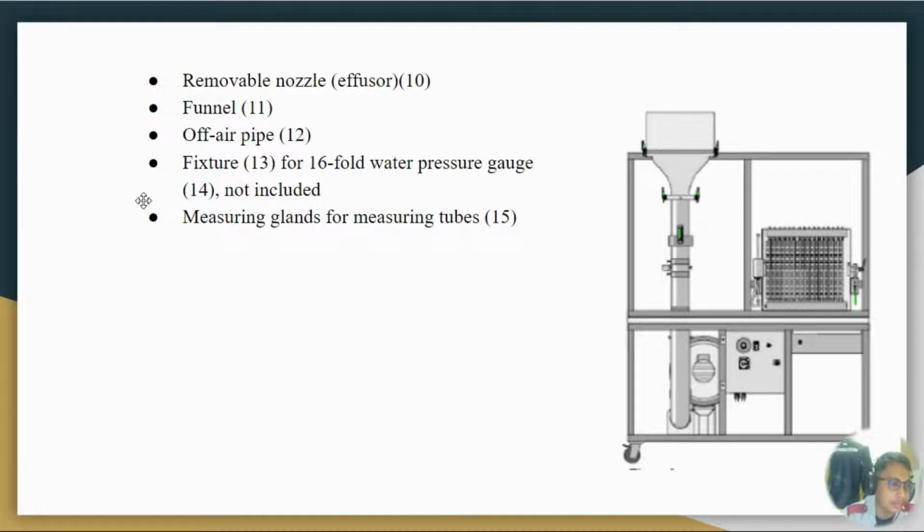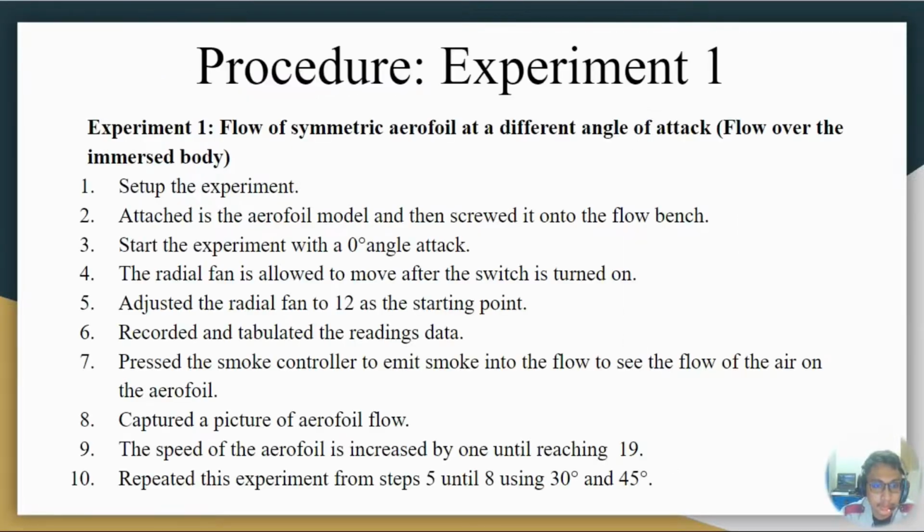Next we go to the procedure for experiment number 1, which is the experiment for flow of a symmetric aerofoil at the different angle of attack. We call it flow over the immersed body.